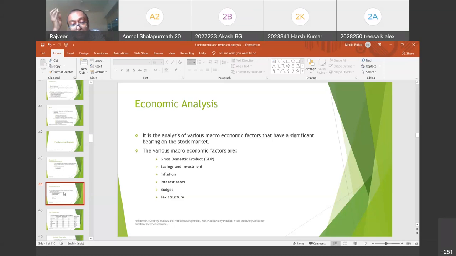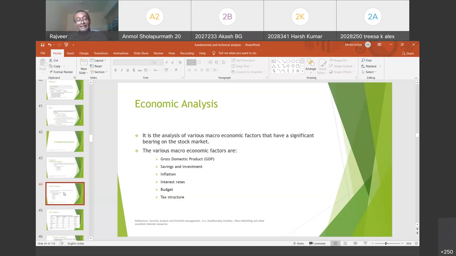The budget seems to be balanced. We are not running a very big current account deficit. And the tax structure is okay. Taxes are not too high. So this analysis is done for many countries.